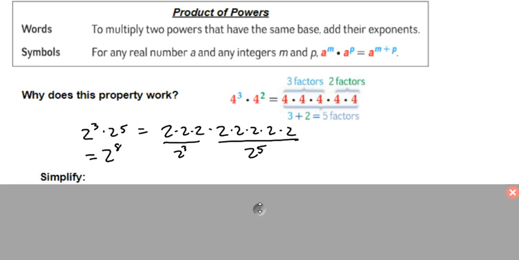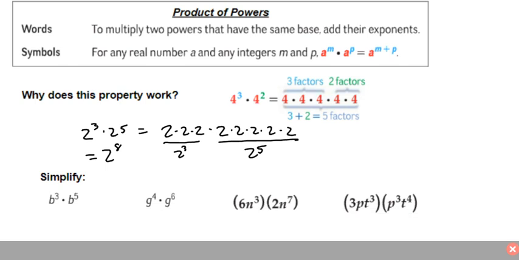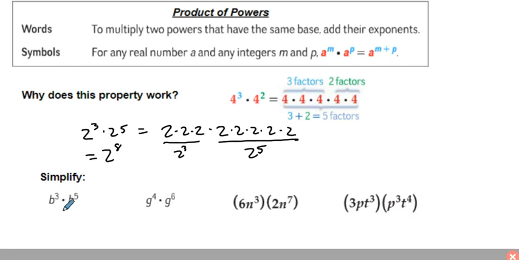This works with variables as well. So b to the 3rd times b to the 5th is just going to be b to the 8th, because you have 3 b's here and 5 here. You're multiplying them all together to make one big happy b party. You've got 4 g's and 6 g's here, so it's g to the 10th. You just add them up.